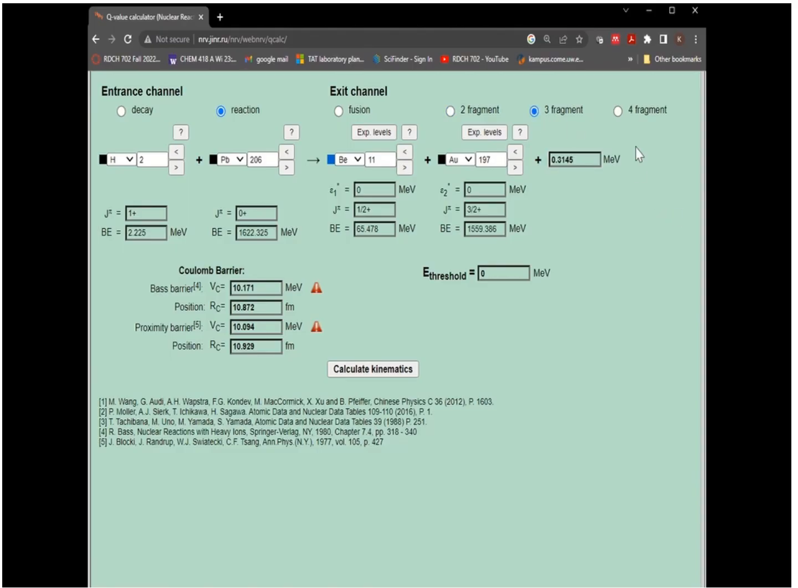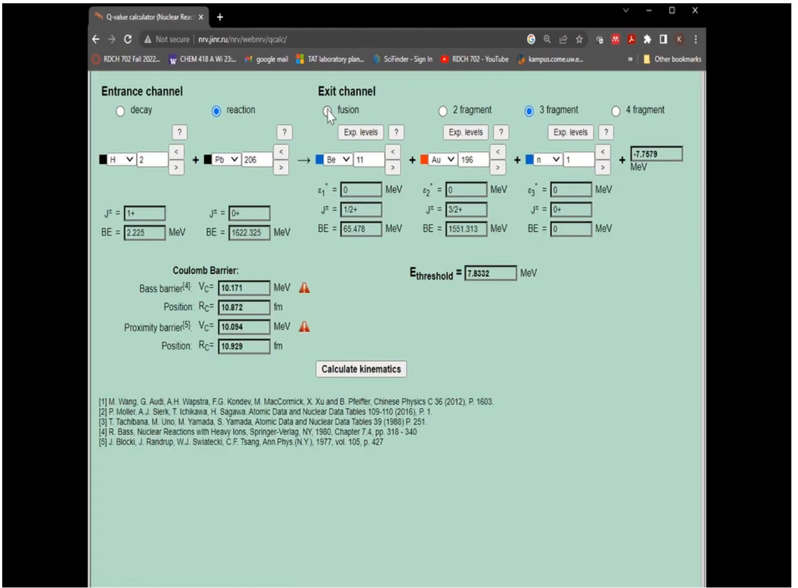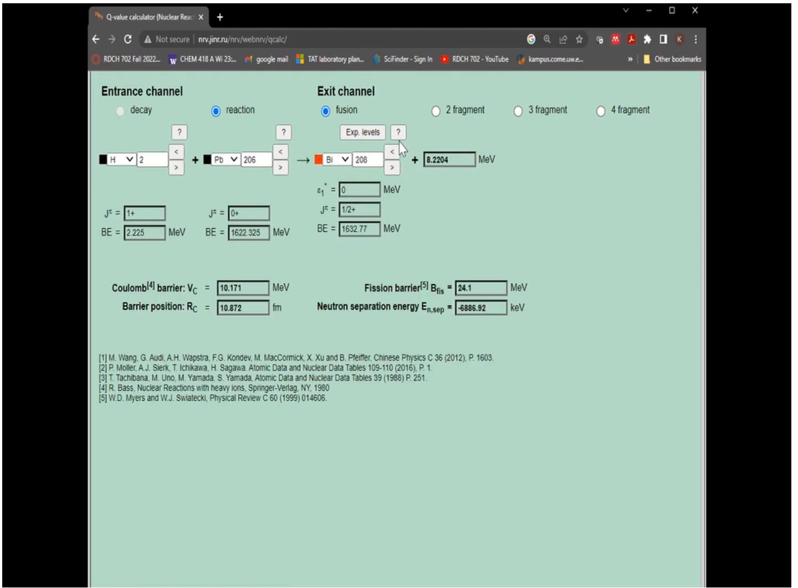This site we could do 3 fragments or 4 fragments. We can also do a fusion reaction. So both these sites can be used during the course. The means of doing the calculations were previously discussed, but for any time a question is related to Q values, please feel free to use this material, either of these sites, during the course.